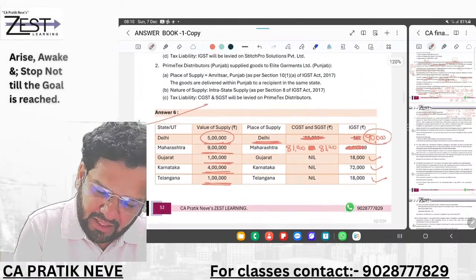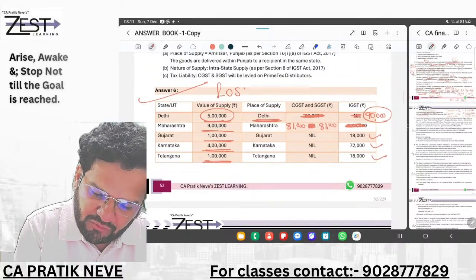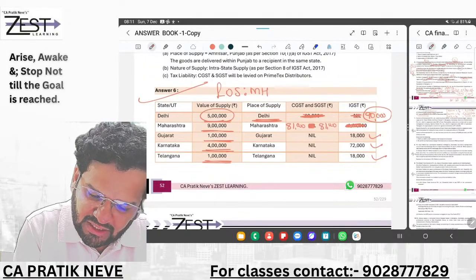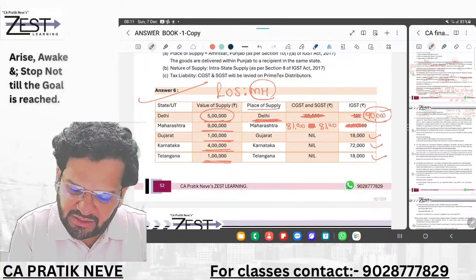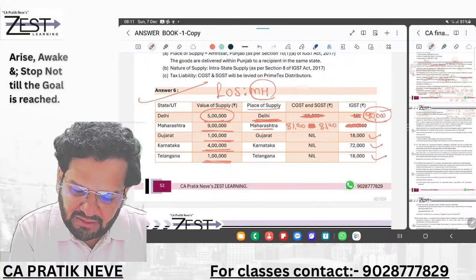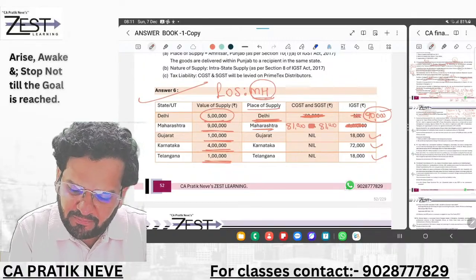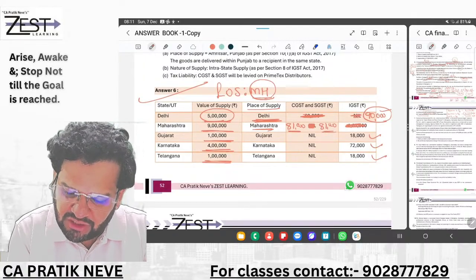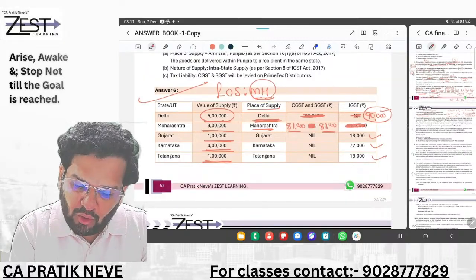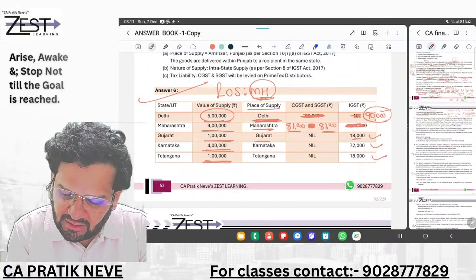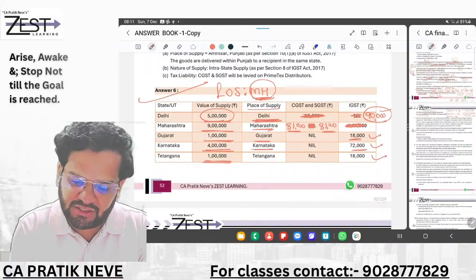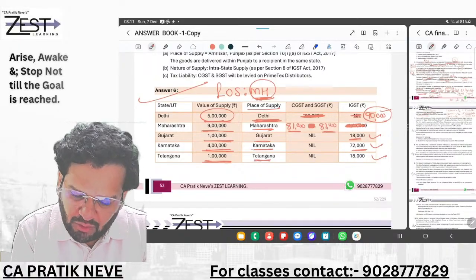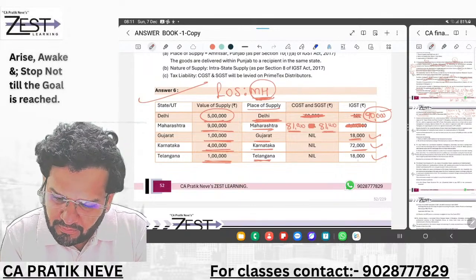Just keep in mind one thing. Location of supply was Maharashtra, and see place of supply Delhi, so IGST. Here place of supply Maharashtra, LOS Maharashtra, POS Maharashtra, so CGST, SGST. LOS Maharashtra, POS Gujarat, IGST. LOS Maharashtra, POS Karnataka, IGST. LOS Maharashtra, POS Telangana, IGST.